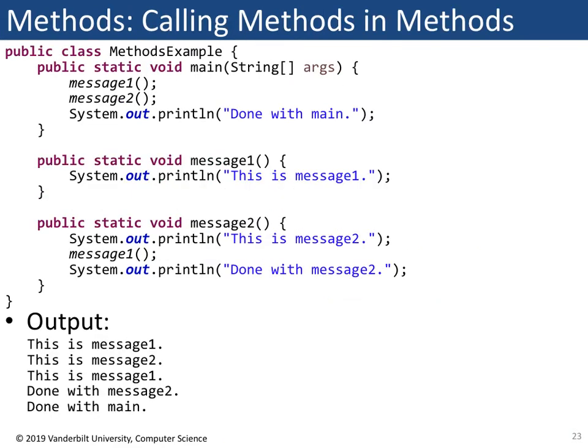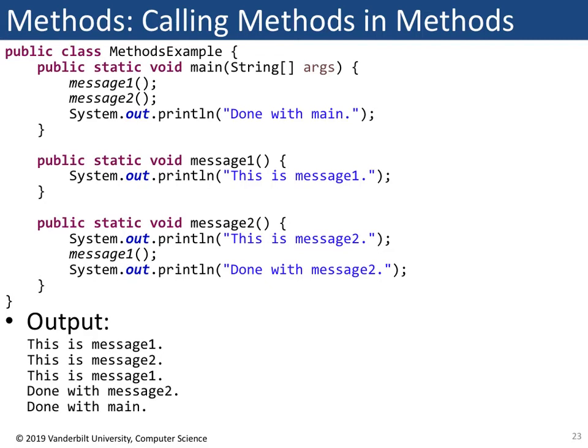We have discussed situations in which we call a method from the main method. But you can also call a method from any other method as well. You can even have a method call itself. We'll talk about recursion later, but when a method calls itself, that would be referred to as recursively calling. So we have a class here called methods example, and our main contains a call to message1, which is a method, and a call to message2, followed by the print line statement done with main.